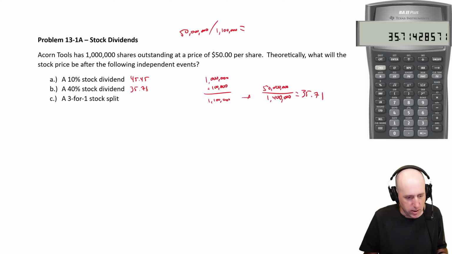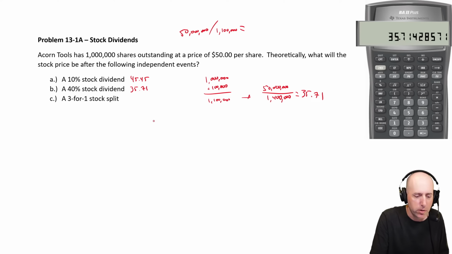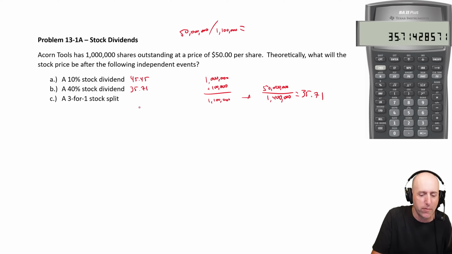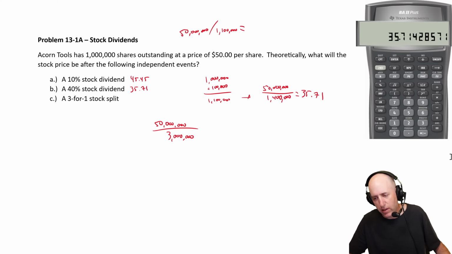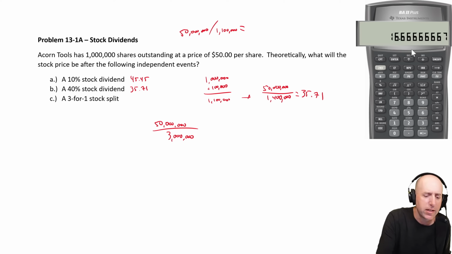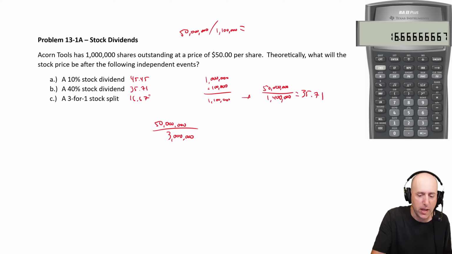The final situation, we issue a 3-for-1 stock split, meaning we go to 3 million shares outstanding. You can trade your 1 share and get 3. We'll have 3 million shares after this happens. Our company is still a $50 million company. 50 million divided by 3 million. I was going to divide by 3 and get a strange answer. $16.67.